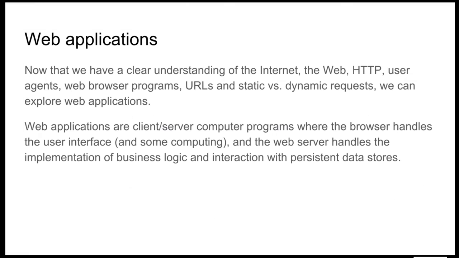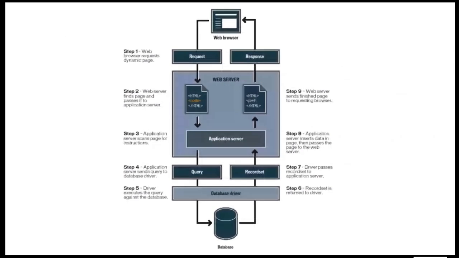Let's look at this diagram. You can see the web browser at the top, and let's just follow one step at a time. The web browser requests a dynamic page. We don't much care about static pages because those are pretty simple. Just find them in the file structure. So the web browser requests a dynamic page.